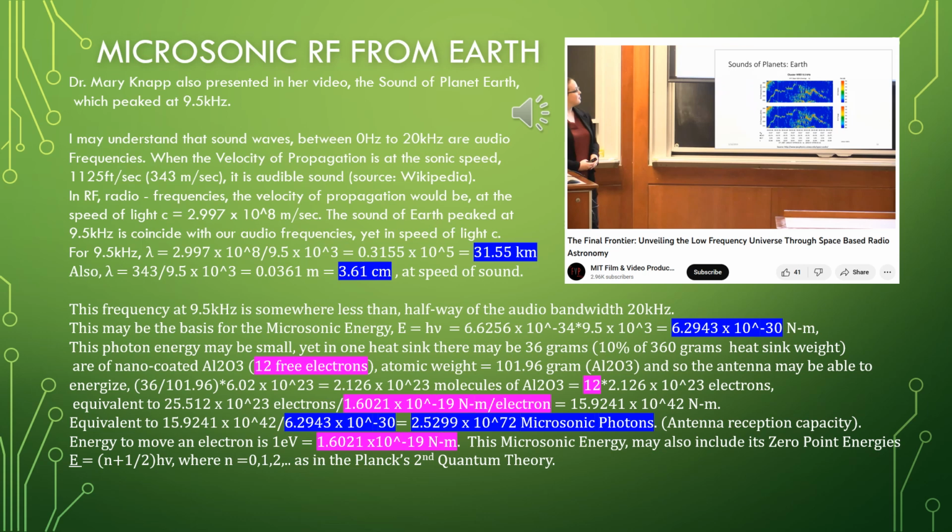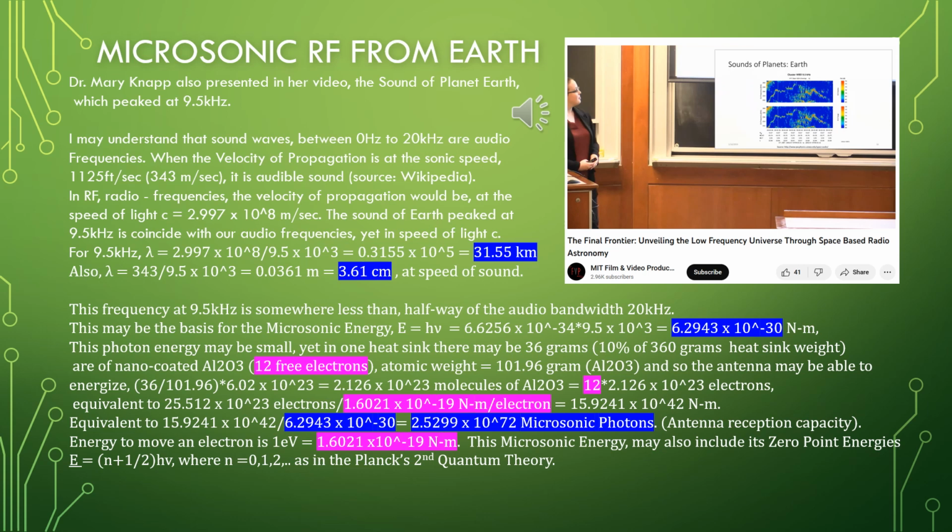Dr. Mary Kapp also presented in her video the sound of planet Earth, which peaked at 9.5 kHz. I understand that sound waves between 0 Hz and 20 kHz are audible frequencies. When the velocity of propagation is at the sonic speed, 1125 feet per second or 343 meters per second, it is audible sound.